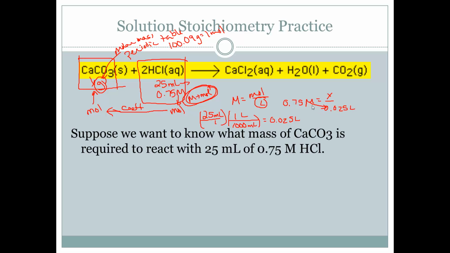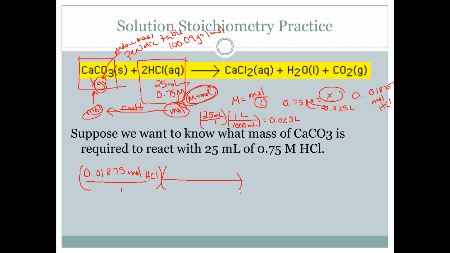Cross multiply to find the X. That comes out to be 0.01875 moles of HCl that's been used. That is now going to be our first number in our bracket. Moles HCl over 1. In our plan, we are right here now. We need to get from moles of one to moles of the other. To do that, we use the coefficients.